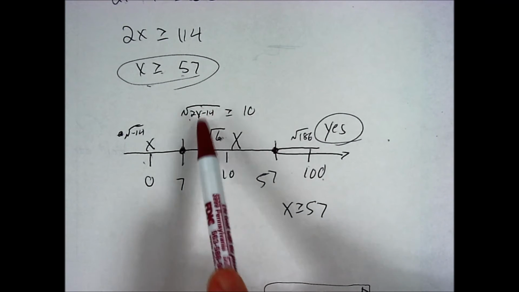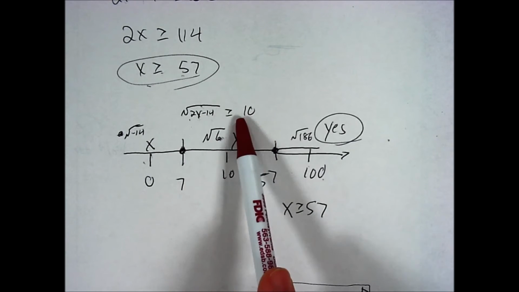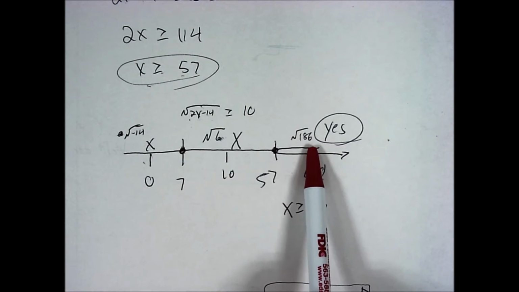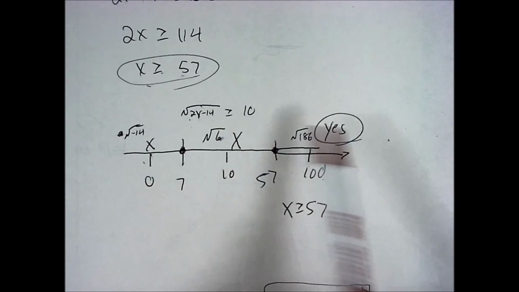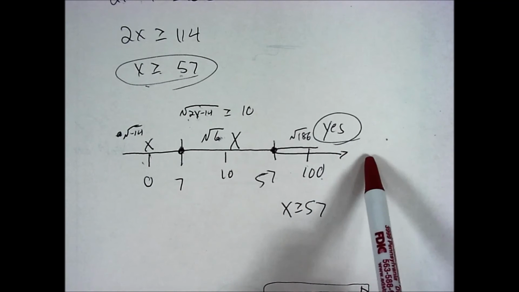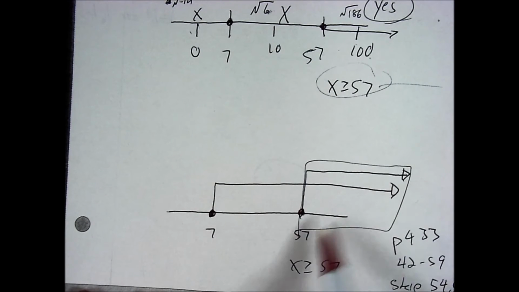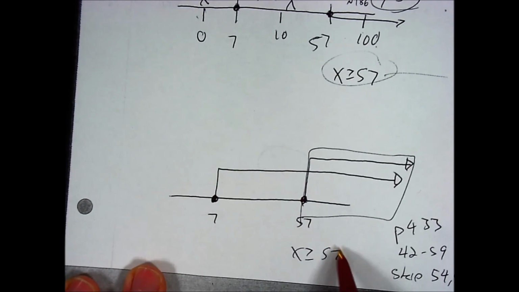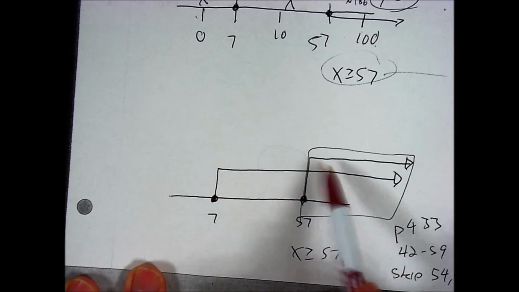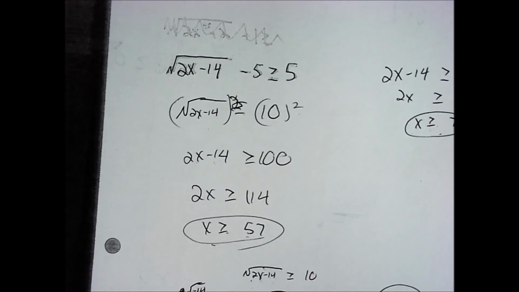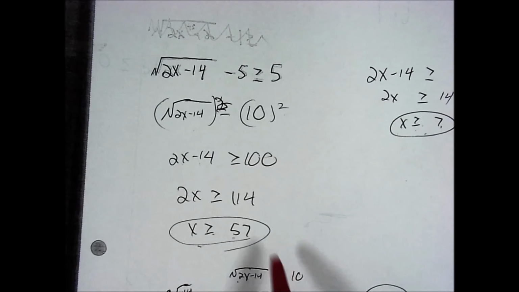57 would make this be exactly 100, and the square root of 100 would equal 10, so that would work. 100 is definitely going to work. We get the square root of 186. That is definitely going to be bigger than 10, so yes, from here on out. If we did the number line one, 7 going this way, 57 going this way, where are both arrows at? They're both here going out. So how come we're only using one of the answers this time, not sandwiching between both?